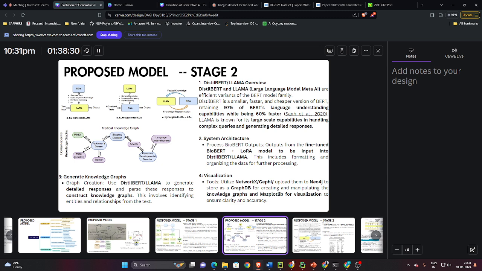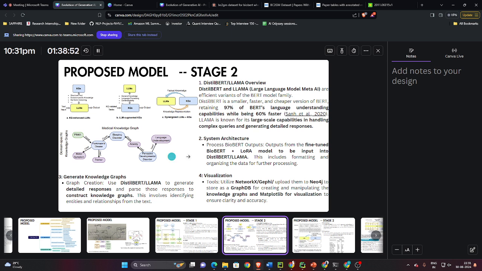DistilBERT contains around 97% of BERT's understanding while being 60% faster, and we can run it on our local systems. It's cheaper and faster, and we can actually afford it. But Llama is used for large-scale capabilities, for handling complex queries at a much greater scale.